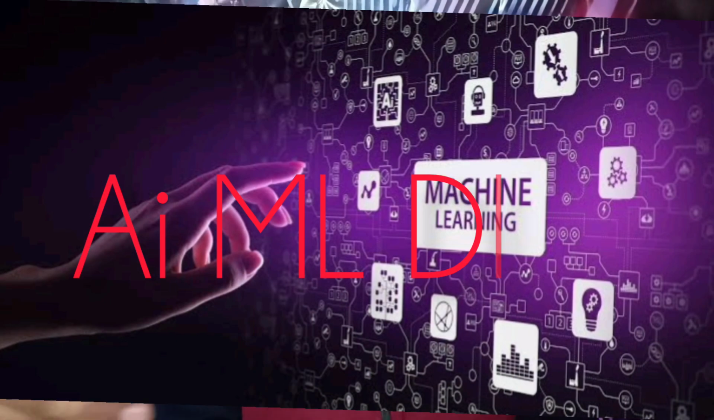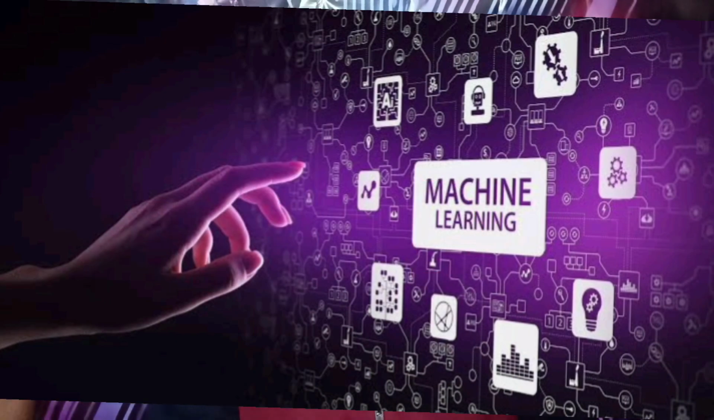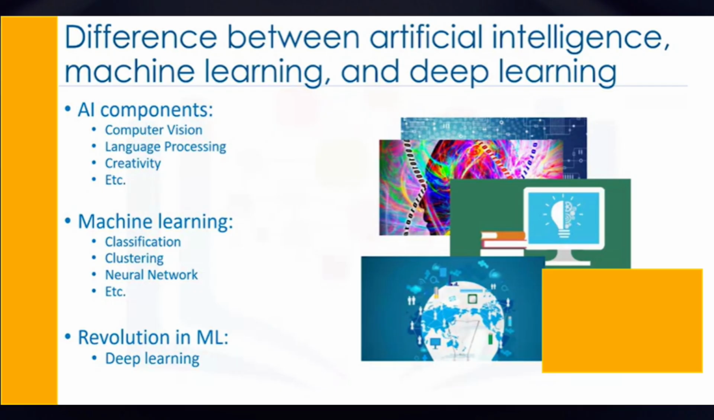Alright guys, let's clear this up quickly: AI, ML and deep learning, okay? Let's see what's the difference between these things. AI, or artificial intelligence, is the big picture. It's all about making machines smart, like playing chess or organizing spaces, okay?